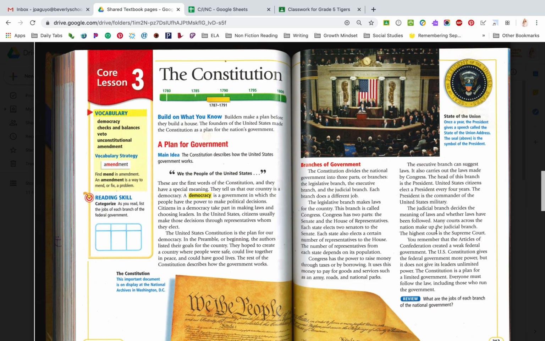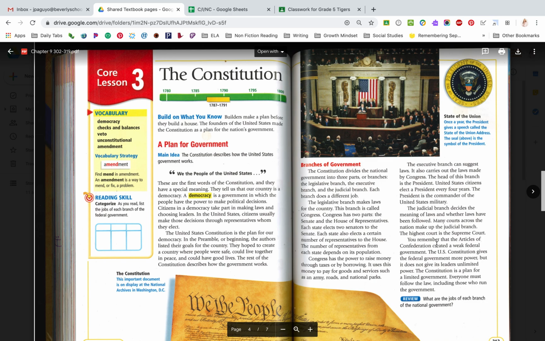The third branch is the judicial branch. This decides the meaning of laws and whether laws have been followed. Many courts across the nation make up the judicial branch. The highest court is the Supreme Court.